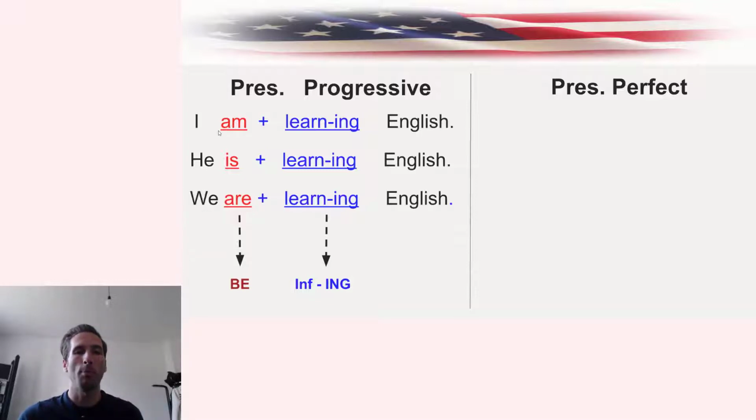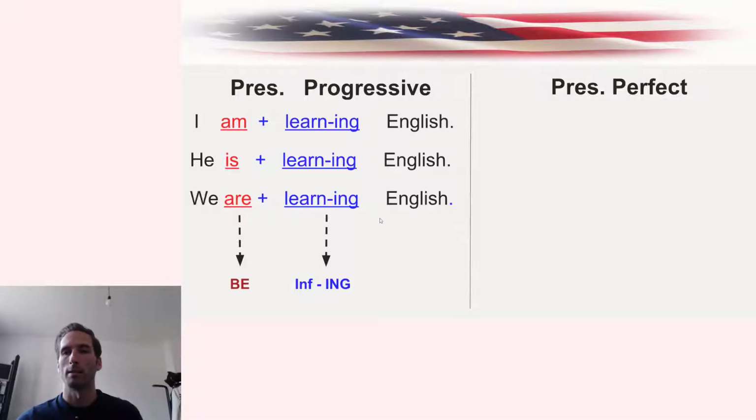So again, what do we need? We need a helping verb, which is am, is, or are, depending on the pronoun. Again, they all belong to the infinitive be. Then we need, again, an infinitive of a verb. This could be learn, this could be buy, this could be play, whatever. And we add ing, and then the rest of the sentence, in this case it's English, as the object. So I hope that was clear so far.